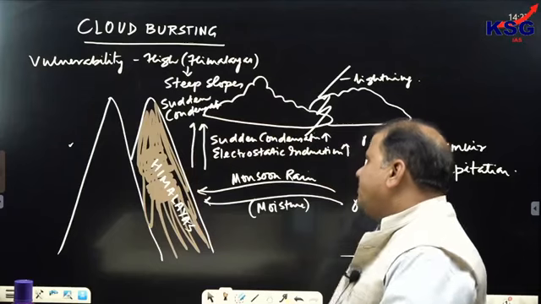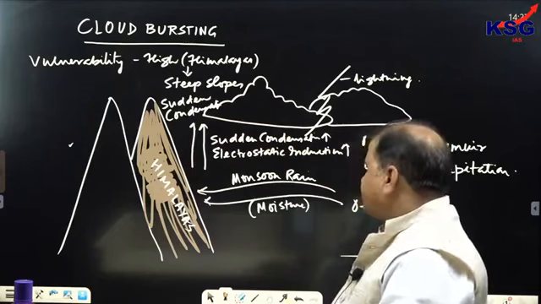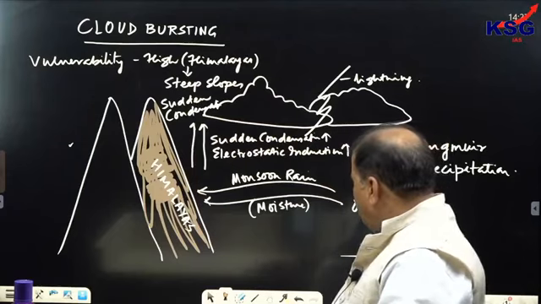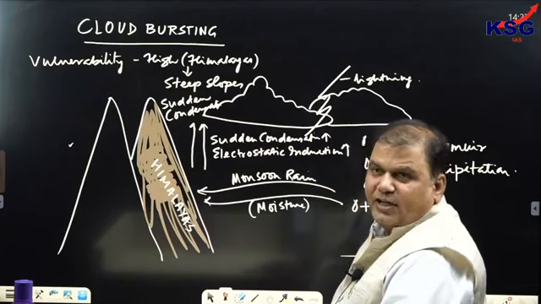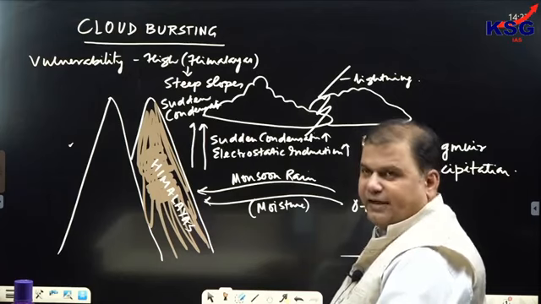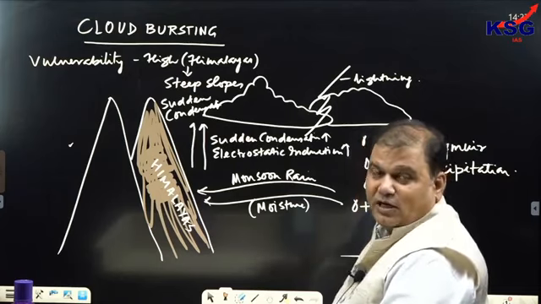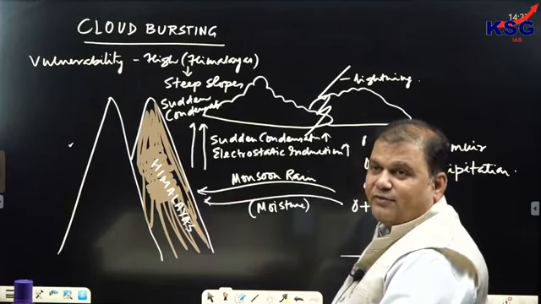As far as cloud bursting is concerned, we should also remember one more thing that can be done, and that is a device called Doppler radar. Doppler radar is used for forecasting heavy rainfall. So this can be used for cloud bursting.